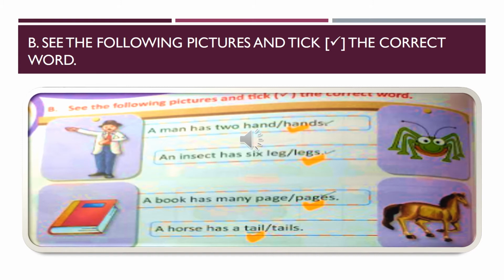In the next sentence, an insect has legs. Six means it's more than one, so again this is plural, so we will underline legs. Next, a book has many pages. If this is a book, it must have many pages, so this will be plural and we will tick pages. Last one is, a horse has a tails. Obviously, every animal has one tail. Horse is having one tail, so this is singular and we will tick tail, not tails.